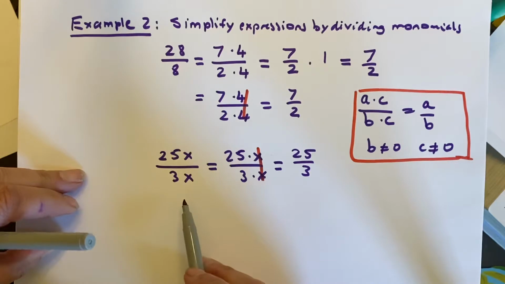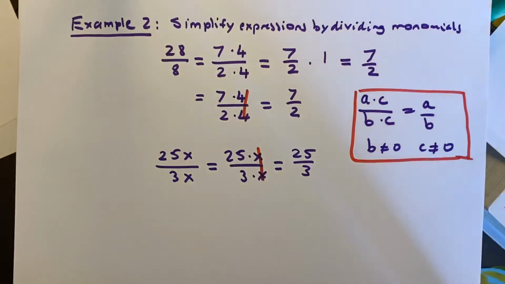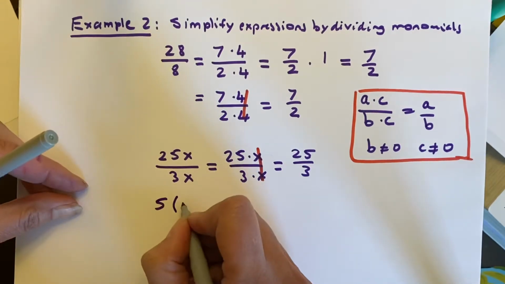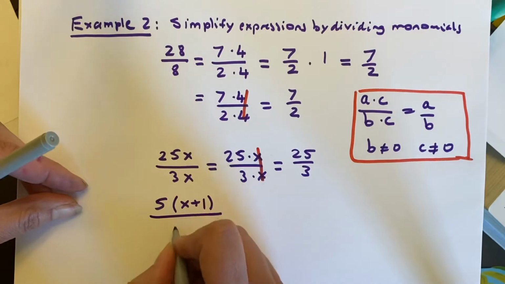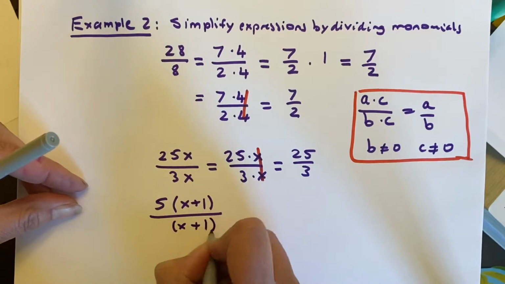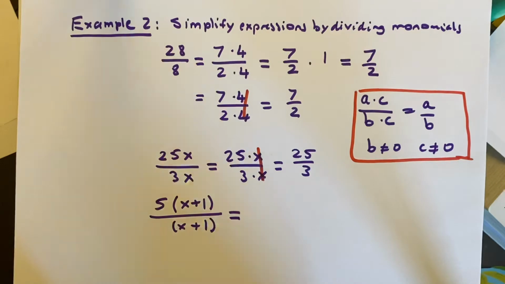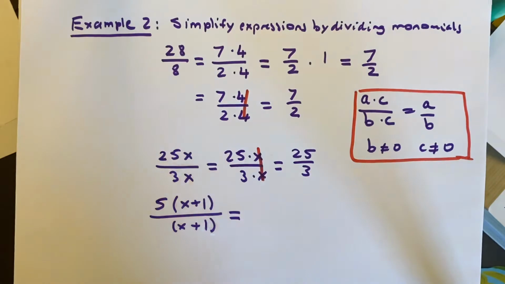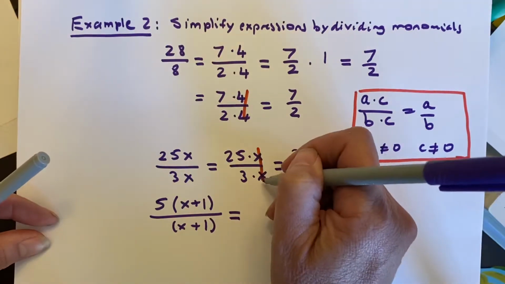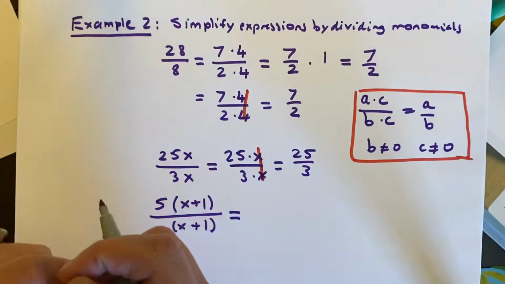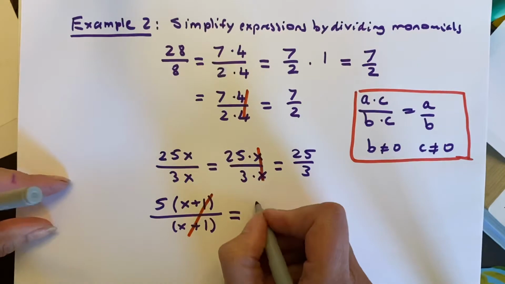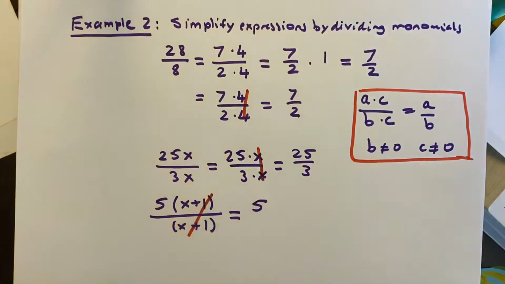We can do the same thing with binomials or trinomials. So you can have 5 times the binomial x plus 1 divided by the binomial x plus 1. And here it's the same concept. You've got 5 times x plus 1 divided by x plus 1. Just like x over x is 1, x plus 1 over x plus 1 is also 1. So you can cross it out, and you're left with just 5 times 1, or 5. So that is really the essence of what we're going to be doing.